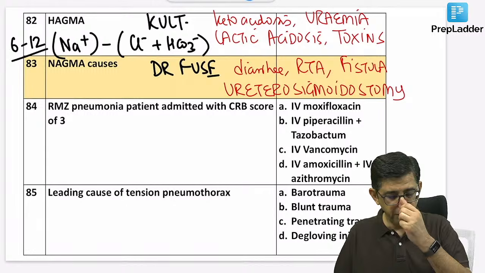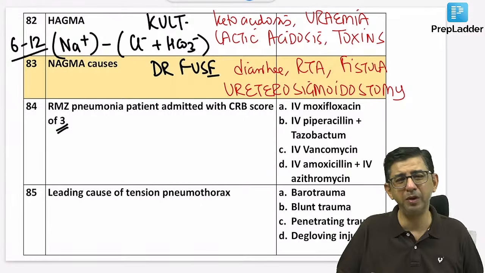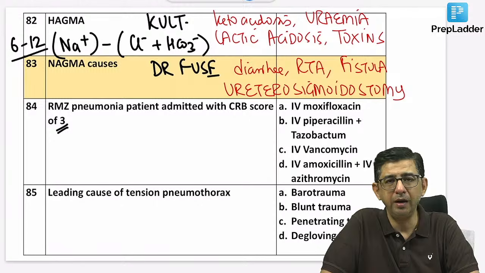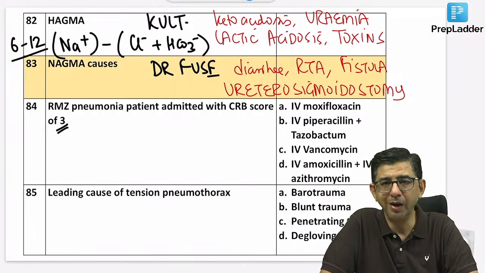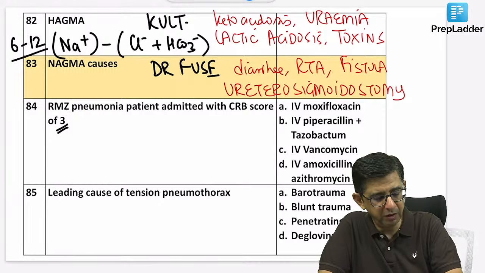Then this is going to be right middle zone pneumonia. The CRB score of the patient is 3, so I need to admit the patient. Instead of CURB-65, we can use the CRB score also. And the usual cause of community acquired pneumonia happens to be pneumococcus. So he says, what is the best treatment that would be done in this particular case?